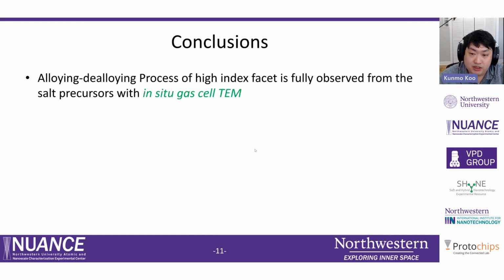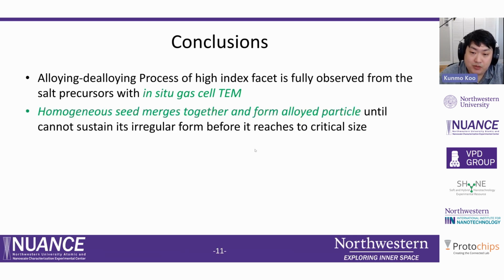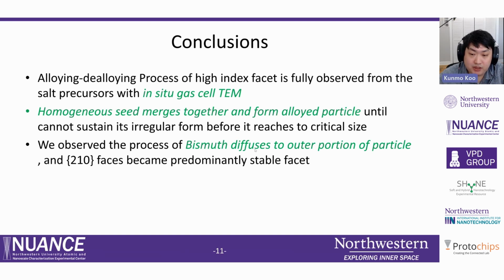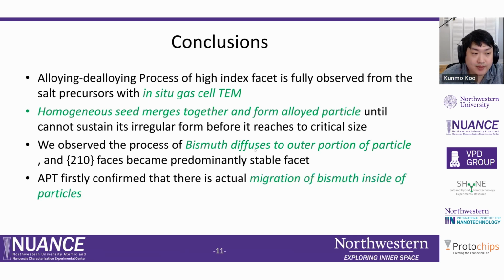Let me finish my presentation with the conclusion slide. In this project, we successfully implemented alloying-dealloying synthesis of high-index plane-covered platinum nanoparticles in the gas cell in situ TEM. We observed homogeneous seed formation at the alloying step, and then coarsening of the nanoparticles at the elevated temperature. As particles get bigger, they become thermodynamically unstable and start to develop facets. During the facet development, we can observe several intermediate shapes composed of low-index facets, including the sphere and the round cone particle, to finally the tetrahexahedron, which is solely covered with 210 facets. The driving force of the overall reaction turns out to be the segregation and the outward migration of the bismuth.